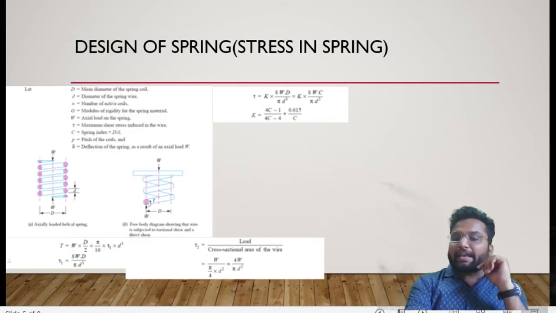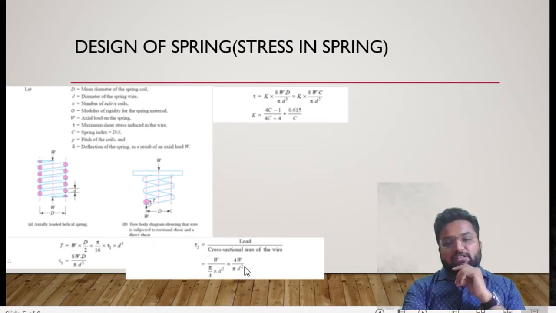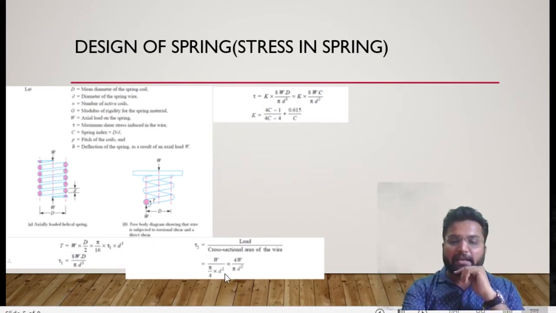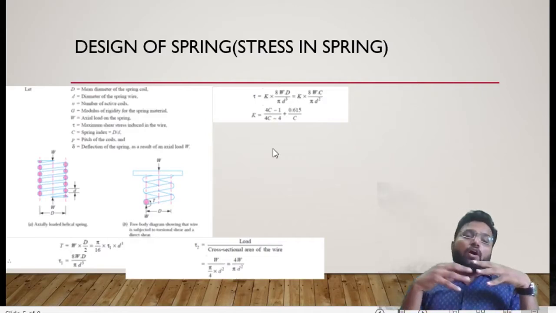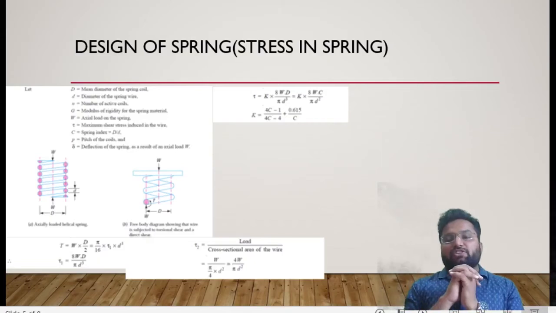And in the case of direct stress, which is tau 2, or shear stress number 2, it is represented by load upon cross-section area, which is 4W upon pi d squared. Clear? By combining these two, we can find the total shear stress.